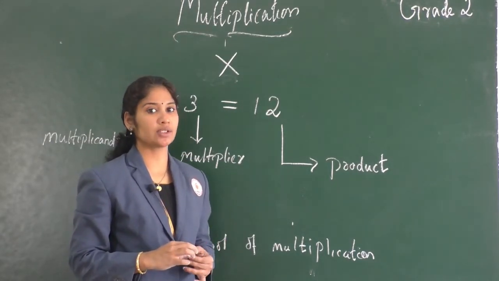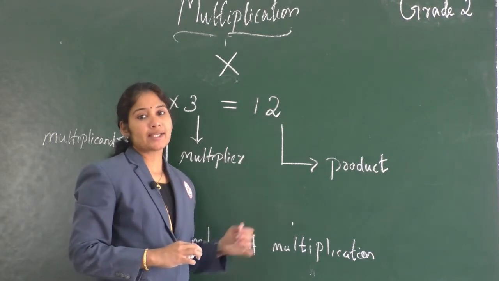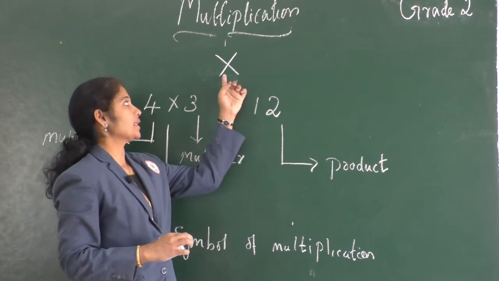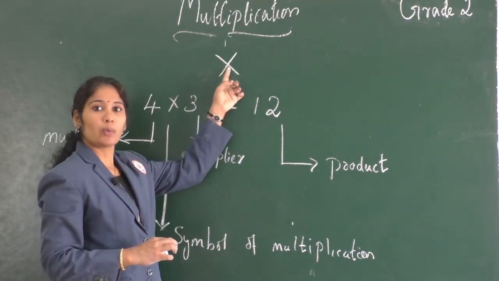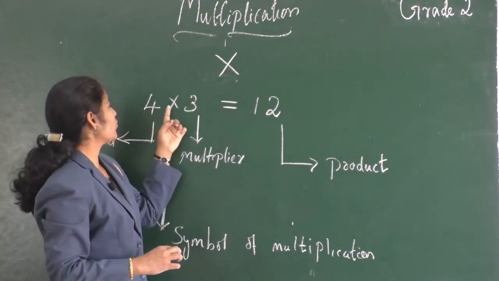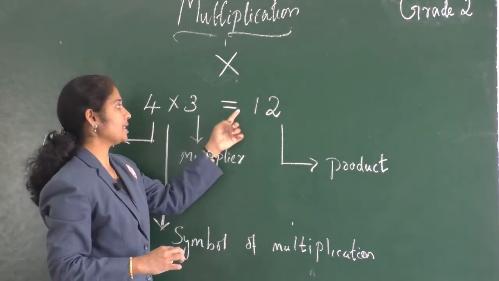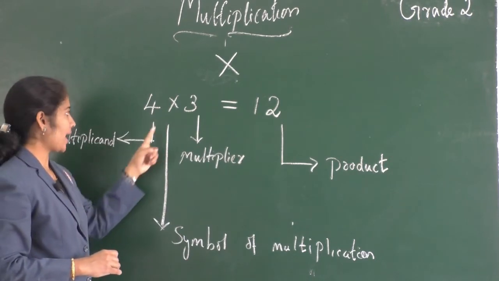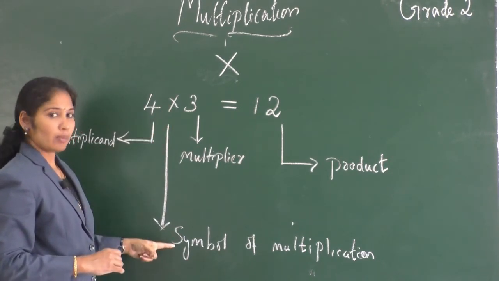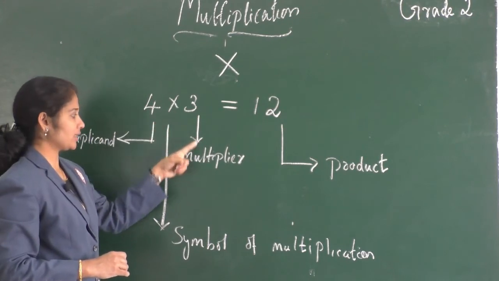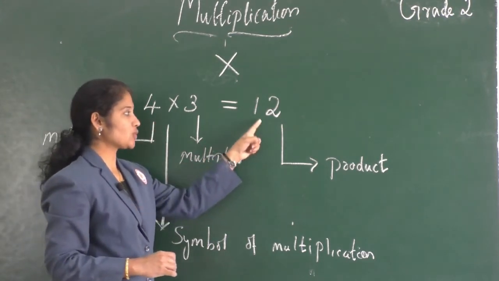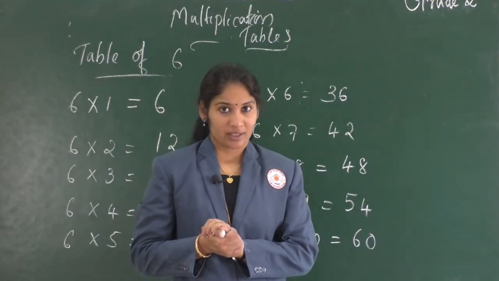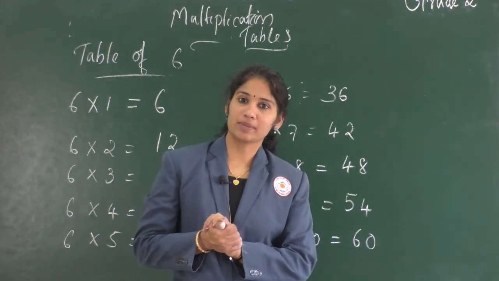What is multiplication? Yes, multiplication is the repeated addition of the same number, and × this symbol is used for multiplication. Here 4 multiplied by 3 is equal to 12. 4 is the multiplicand and this is the symbol of multiplication. 3 is the multiplier and 12 is the product. Children, now you understood multiplication terms?